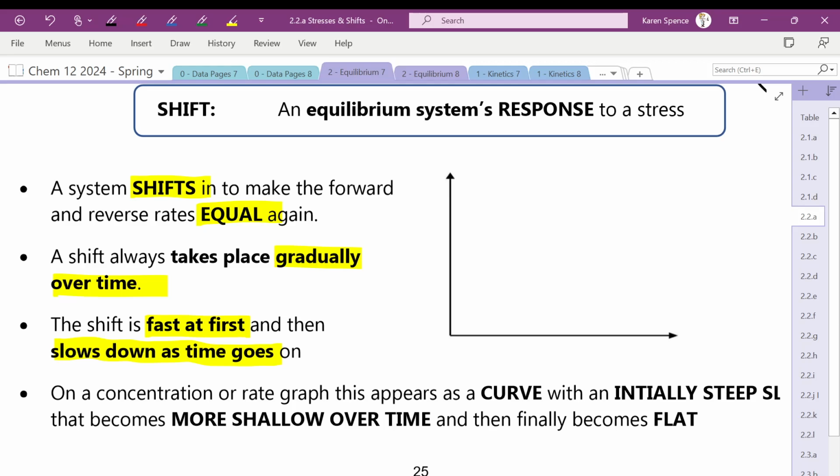So the shift is quick at first. So when something is fast on a graph, that means that the slope is steep or shallow.